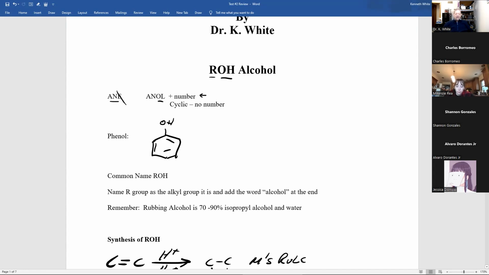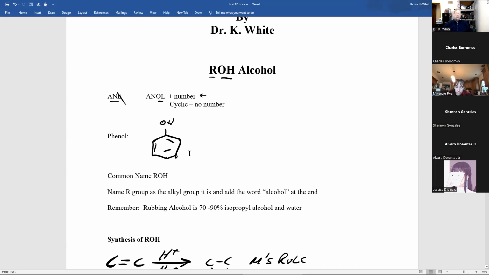When it's cyclic, there's no number, because if it's in a ring and that's the only functional group, which is what I kept to in this class, then that carbon with the hydroxyl group is always carbon number 1. And everybody knows that, so you don't have a number.